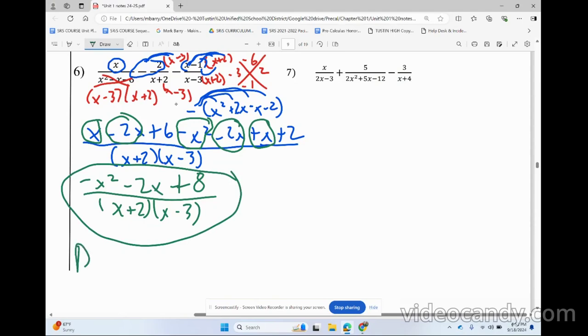Oh, and I should state the domain here. So our domain would be, I would say, x cannot equal -2, because you can see -2 makes that parentheses 0 in the denominator, cannot have 0 in the denominator, and so also 3.